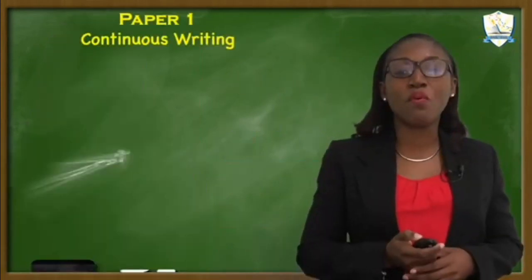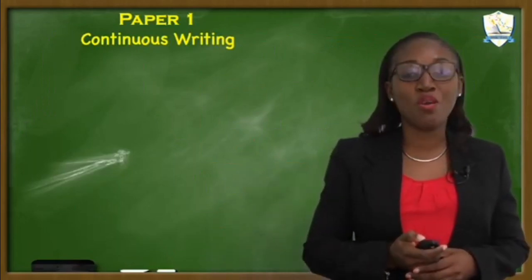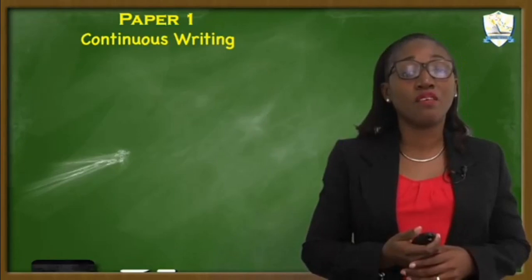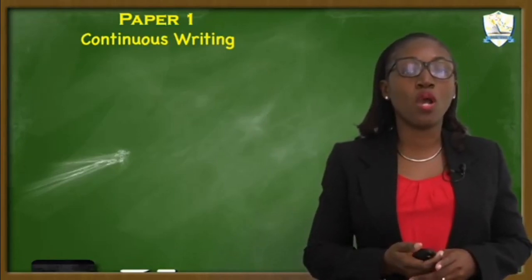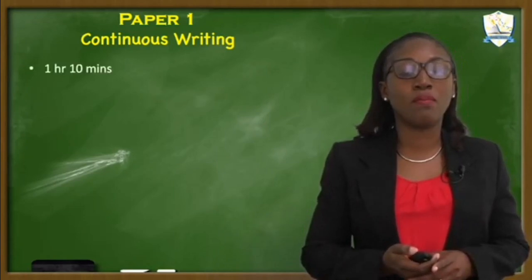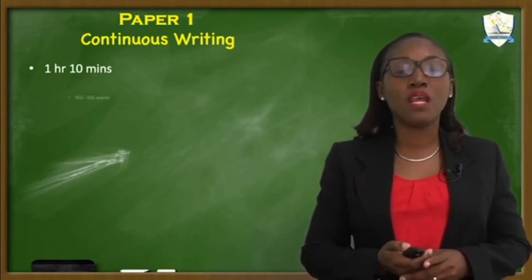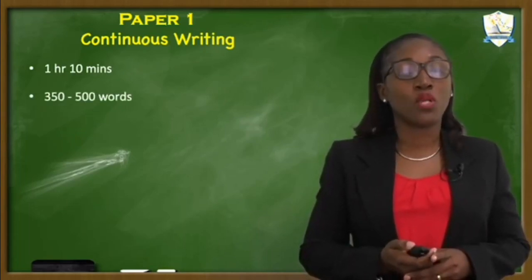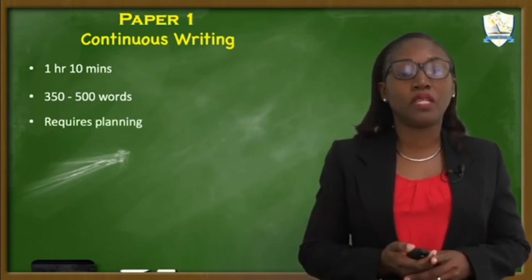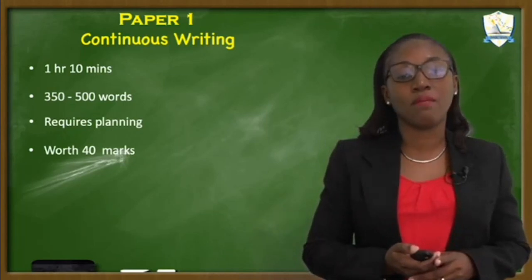Let's get to know paper 1, the continuous writing paper. Most people do not like this paper, but it is of very great importance. For this paper, you will be given 1 hour and 10 minutes to complete it. Additionally, you are expected to write 350 to 500 words. It requires some planning. Additionally, it is worth 40 marks of the entire exam.